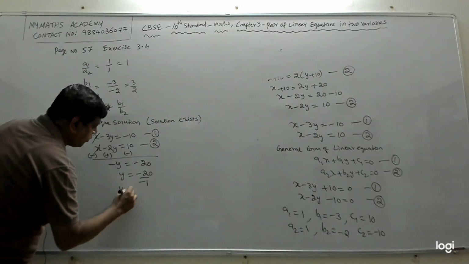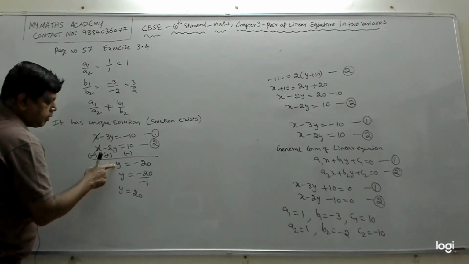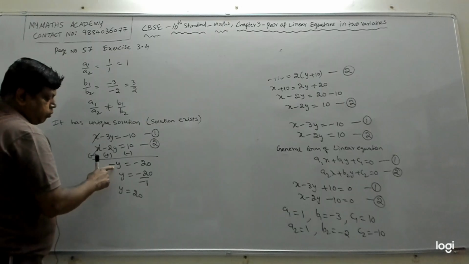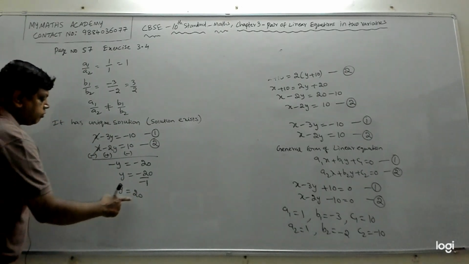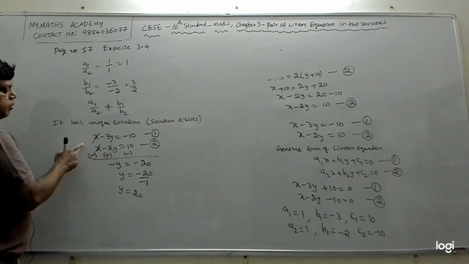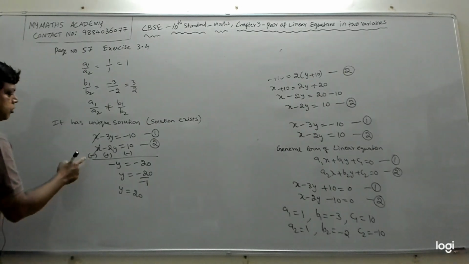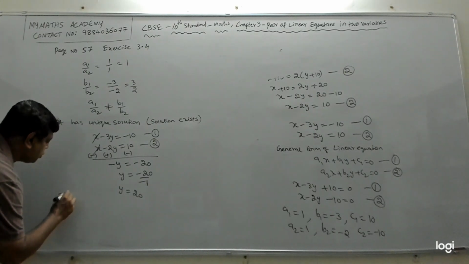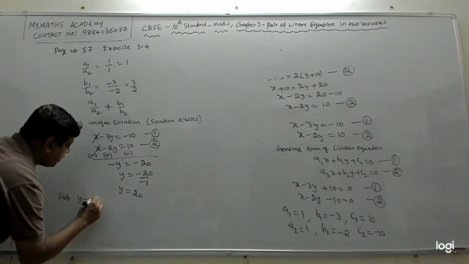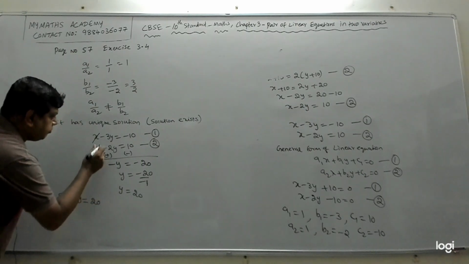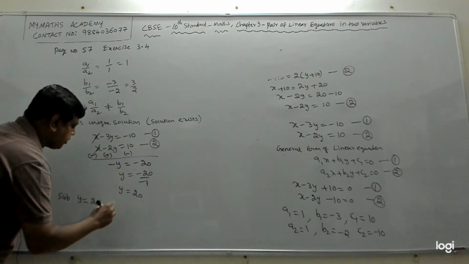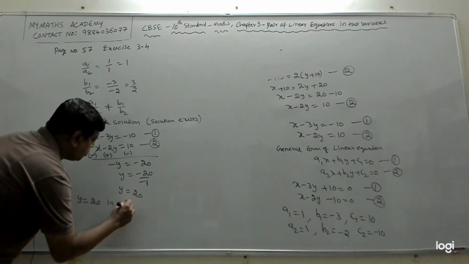So y is equal to 20. This minus 1 is this minus. This is minus y, which means minus 1y, that will come down. So y is 20. Now we have found y. Now substitute y in one of the equations to find x. So we will substitute y is equal to 20. We can substitute in either 1 or 2, it doesn't matter. We will substitute in 2.